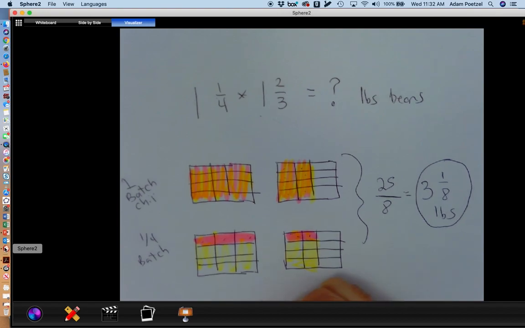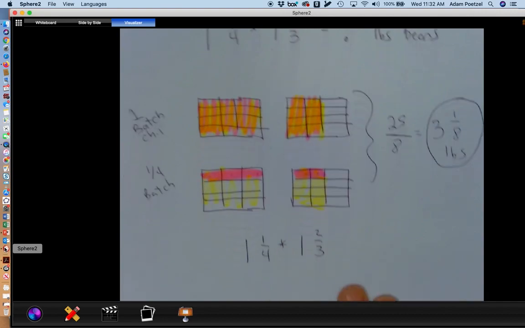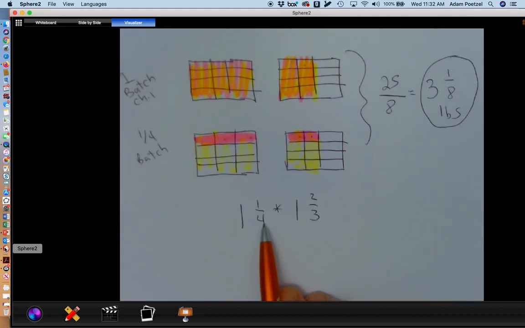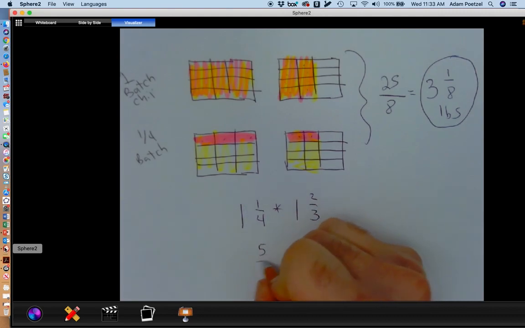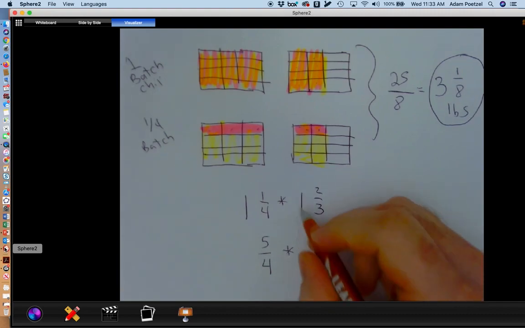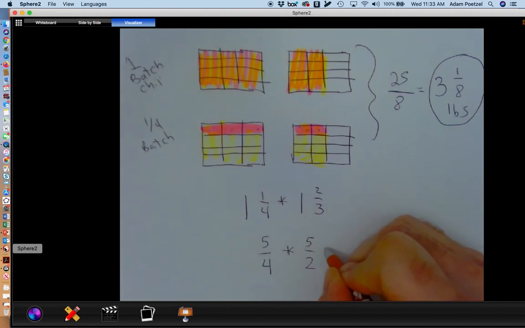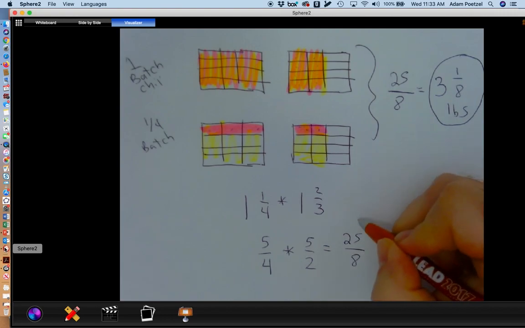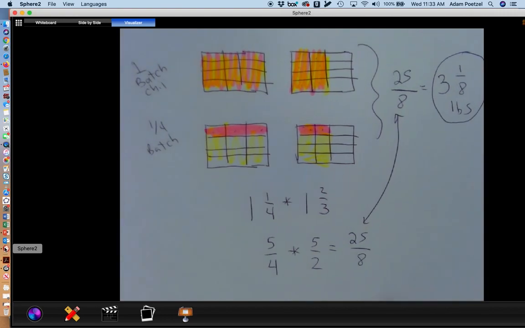And looking at just an algorithm again, just to verify what we're doing here, one way of doing that is to go back to think about putting these back into fractions greater than 1. So in the first one, I could write the equivalent fraction of 5/4, and the second one, the equivalent fraction of 5/2. And again, if I multiply across, obviously we get the same answer, as we should.